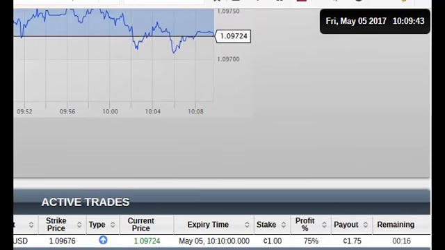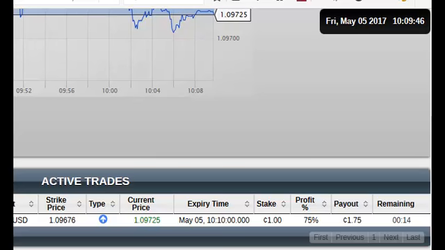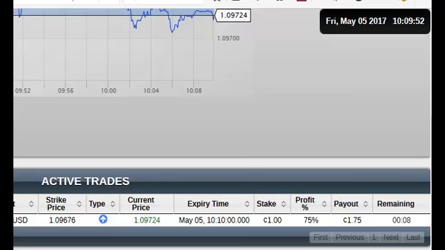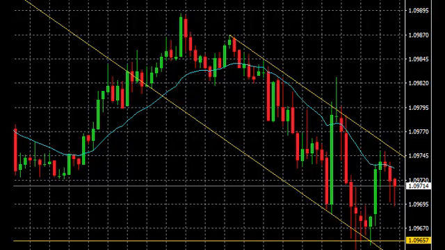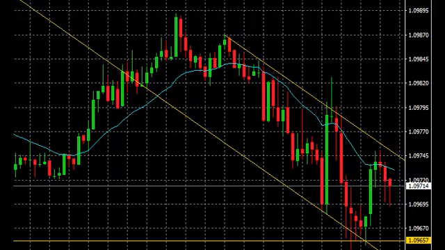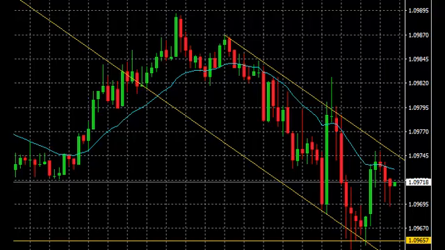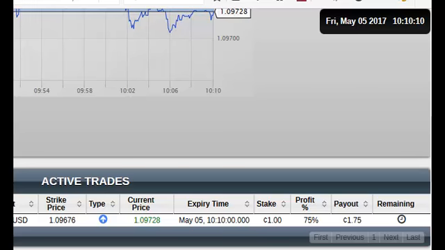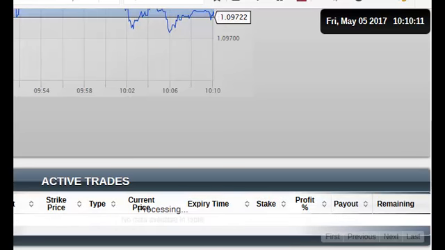Got 17 seconds to go, 16 seconds to go, and still in good shape. We've got price coming down a little bit, but as we mentioned, it seems to be wanting to hover up around the moving average. So as far as this trade is concerned, that'll be fine. That'll end up as a win. There it goes.